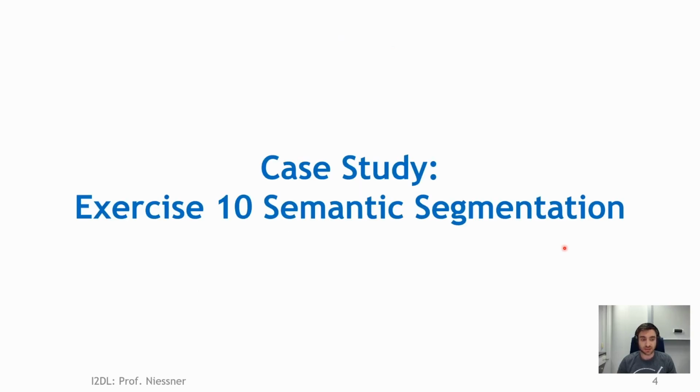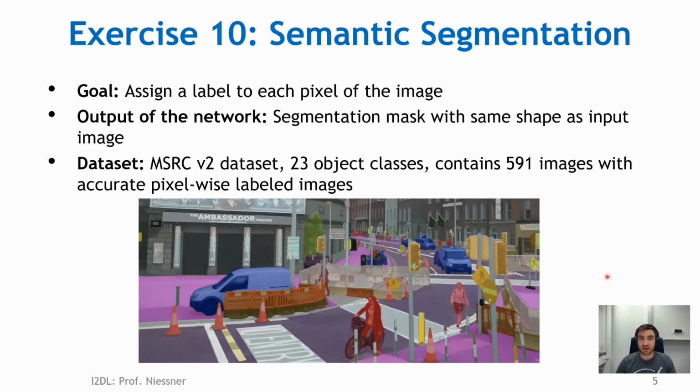All right, let's continue with the recap of exercise 10 on semantic segmentation. The goal of this exercise was that for a given input image, we want to assign a label to each of the input pixels. So that basically means that we want to predict a segmentation mask, which has the same shape as the input image. Down here, you can see an example of such a segmentation mask. And here, different colors denote different object classes. So blue corresponds to cars, for example, red to persons, and so on.